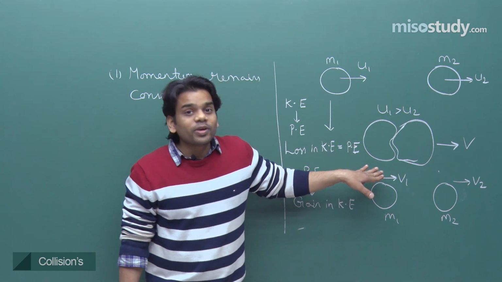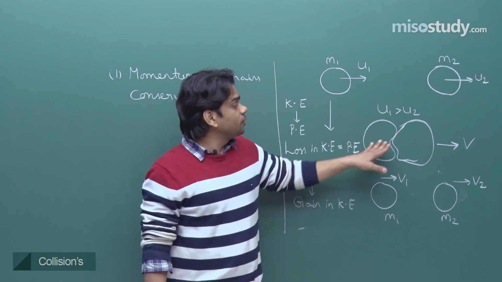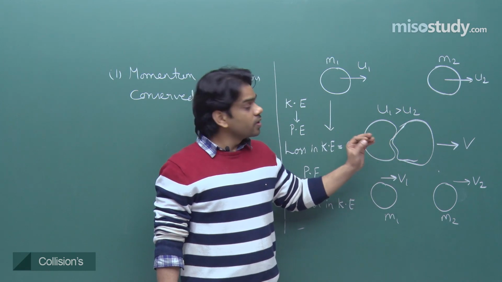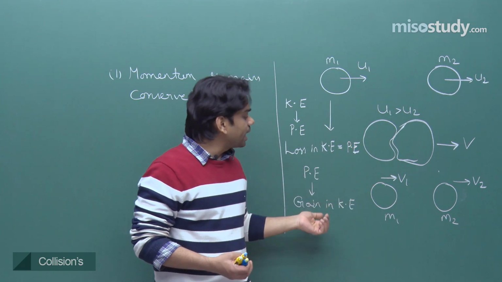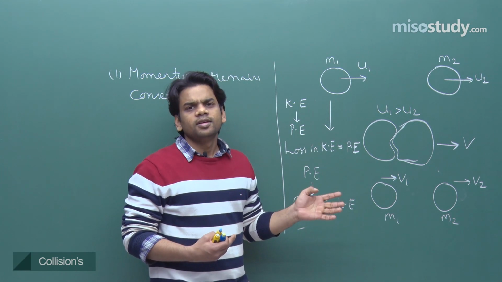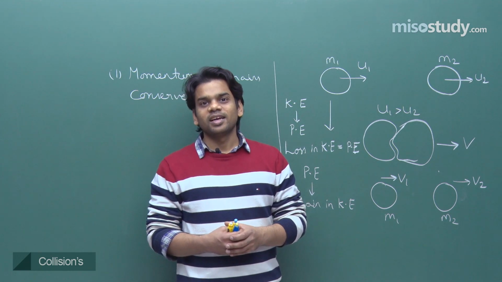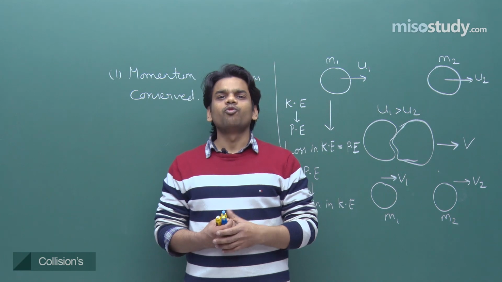Now as it is going to regain its original shape and size, if all the potential energy which was stored during the time they were deformed is again gained in the form of kinetic energy completely, such kind of collision is known as elastic collision. And since we are doing along one straight line, we'll say that this is elastic collision in one dimension.